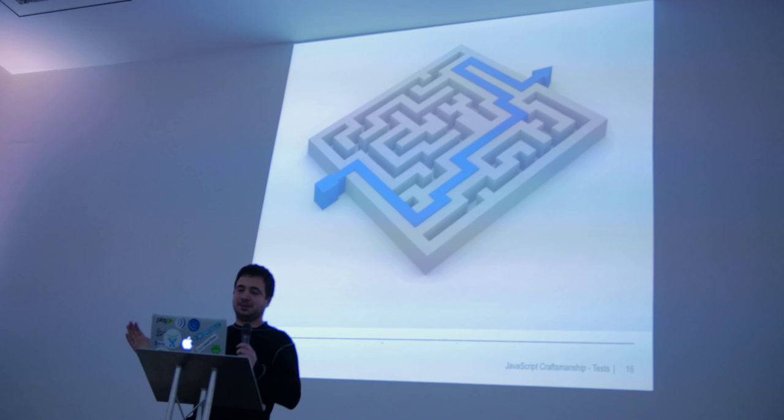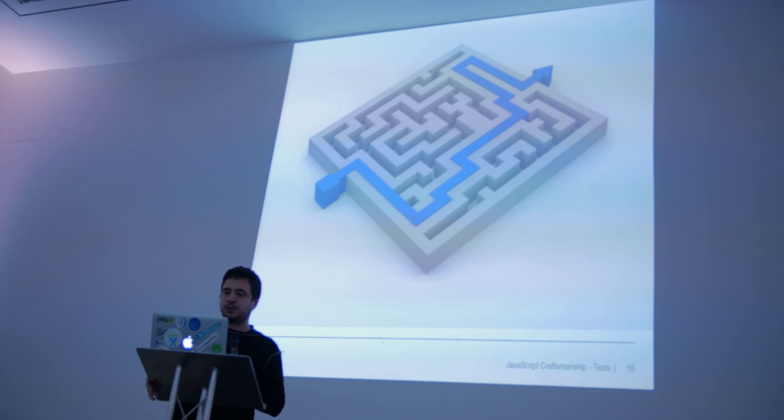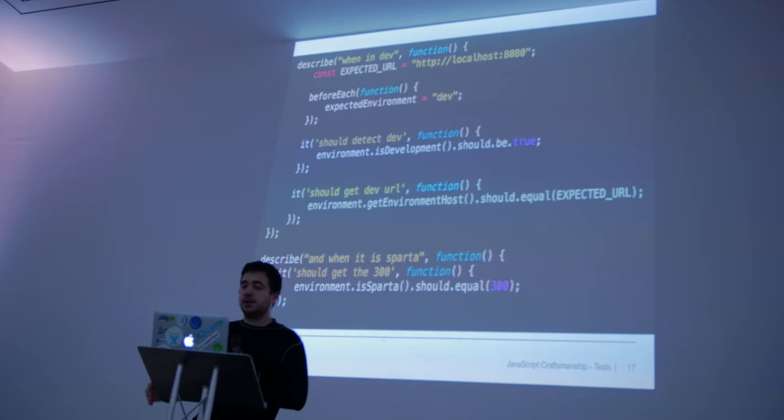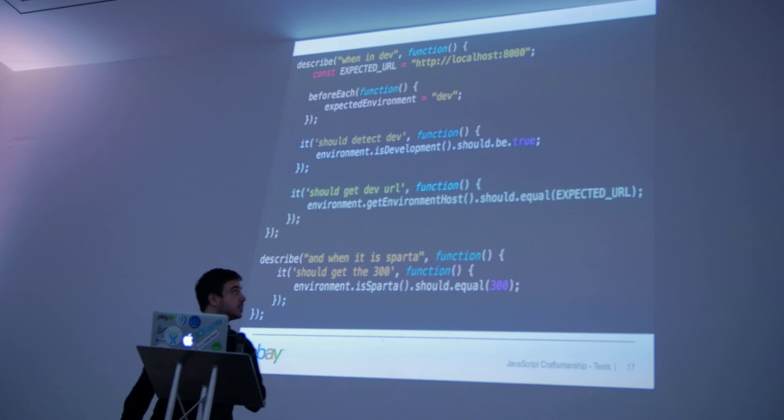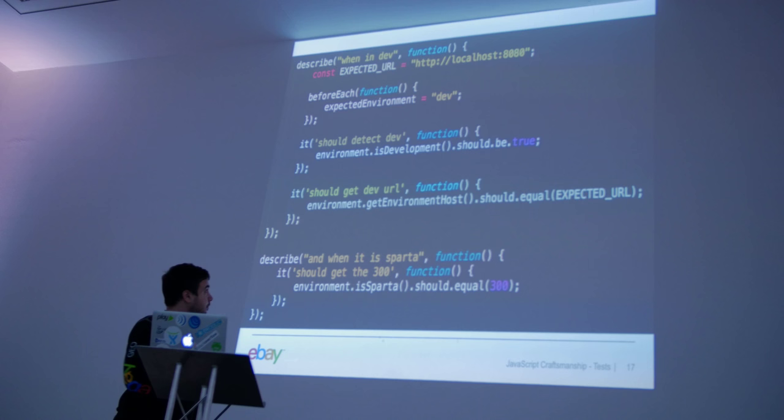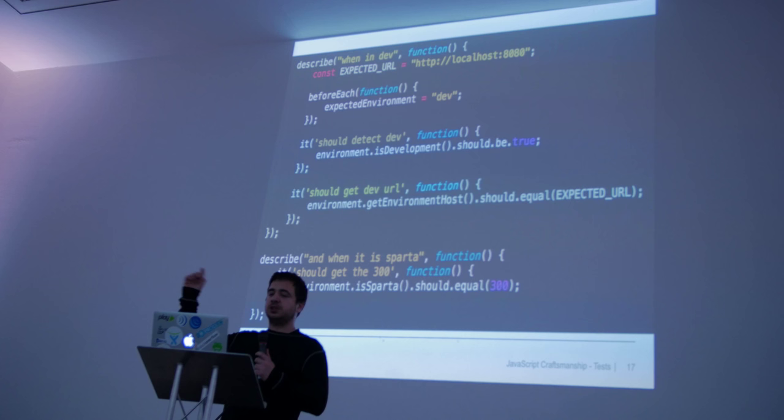It came from an open source project on GitHub. Not going to disclose which one. But in terms of test readability, I would prefer to have something more like this. This is actually from a little bit of code that we have in our system within Node to detect which environment we have. If you go through this, you can read it really cleanly. You start with the line on the top, when in dev, then you read the test, should detect dev or should get dev URL, or when it's part, you get a 300.